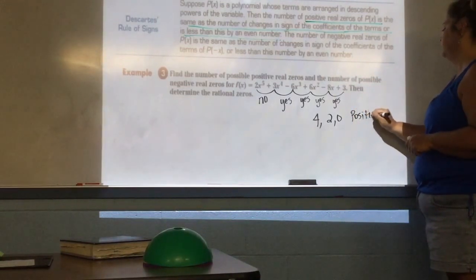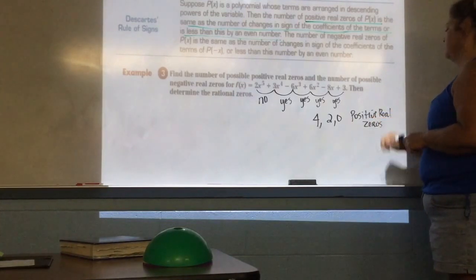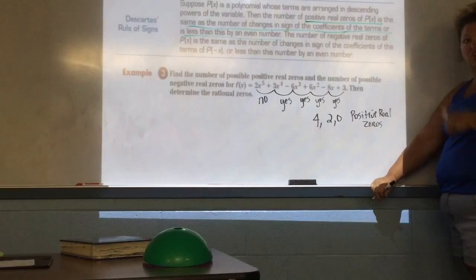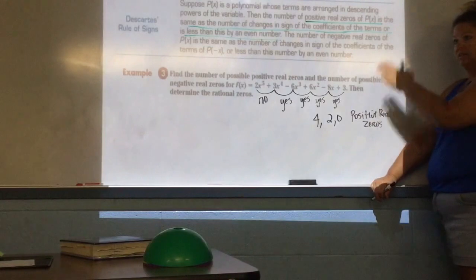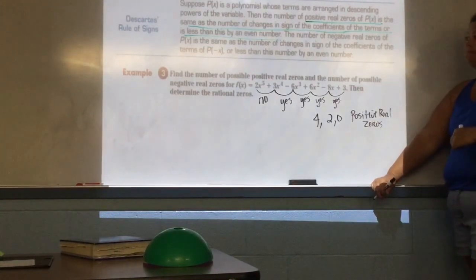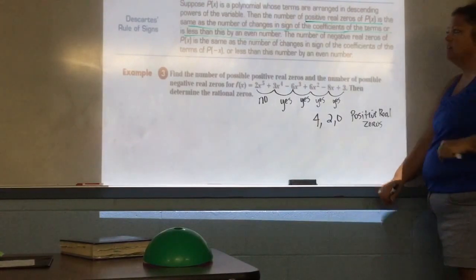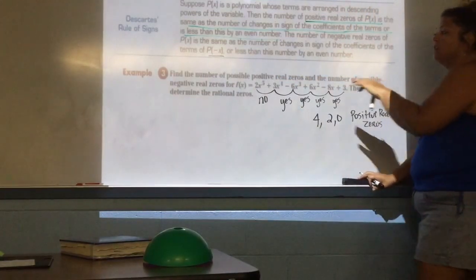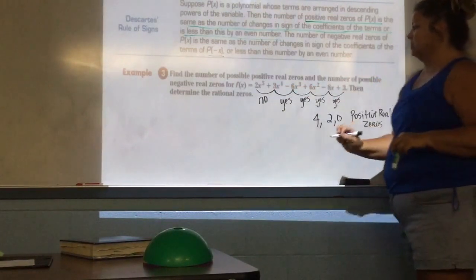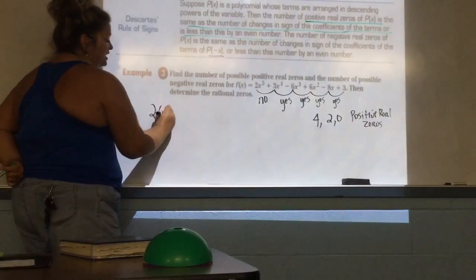positive real zeros. That just means it's gonna cross the x-axis a possibility of 4, 2, or none on the positive side of the x-axis. Now, it says the number of negative real zeros is the same number of changes in the signs. This time we're gonna plug in p of negative x. So, before we do this, the first thing we're gonna do is replace each of those x's with a negative.